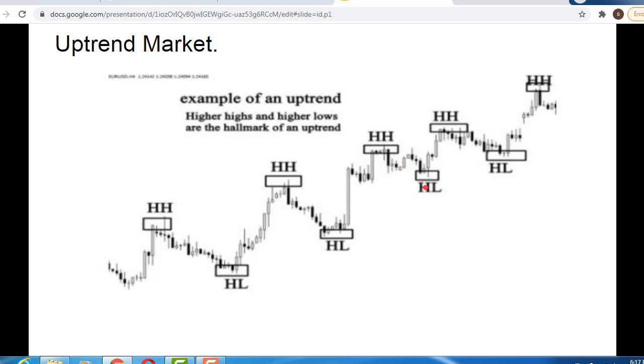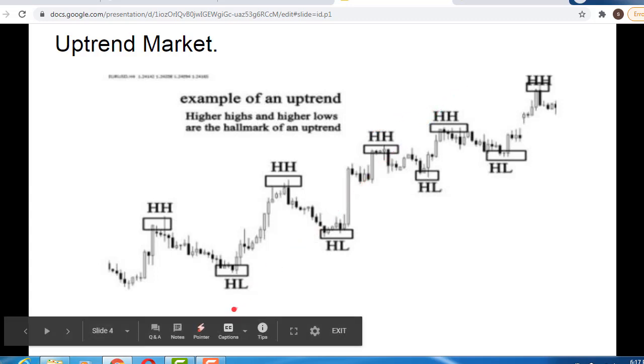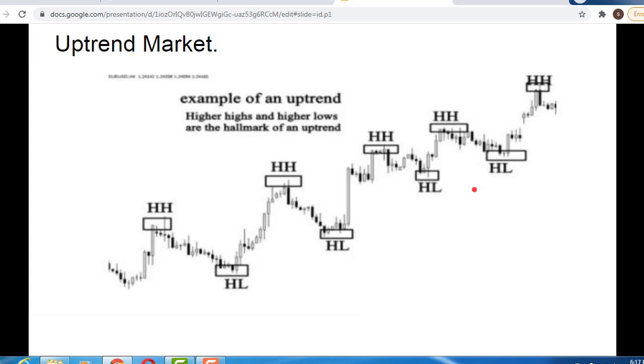This move is impulse. This is correction. Now, if you look at it very well, this higher high is lower than the previous higher high. So when you see a market moving in this series of higher highs and higher lows, it means the market is trending up. Very, very important. That's the hallmark. This is what you're looking for to define a market as an uptrending market.